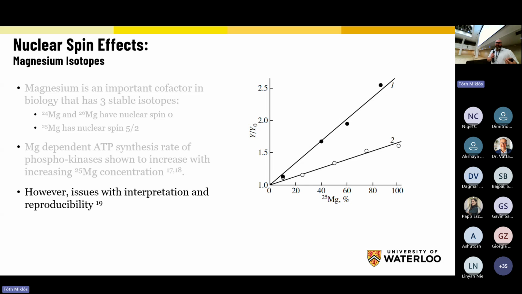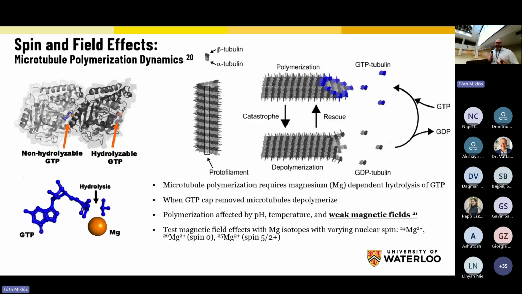However, because magnesium is so important in biology, this area piqued our interest a few years ago. So with collaborators down in Florida, Rob Smith's group, and out in Calgary, Christoph Simon's group, we thought it would be interesting to look specifically at the role of magnesium and magnesium isotopes in microtubule polymerization. I had mentioned before, in neurodegeneration, one of the key proteins that falls apart is microtubules.